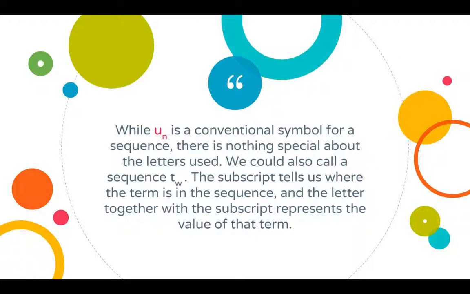I also wanted to make a brief mention that while the letters u and n are a conventional symbol for a sequence, there is nothing special about the letters used. We could also call a sequence using the letters t and w, or I think in your Glencoe books they use a and n. It doesn't actually matter what letters you use, but the very important thing is that the subscript tells us where the term is in the sequence. So the letter n tells us where we are in the sequence, and the letter together with the subscript represents the value of that term.